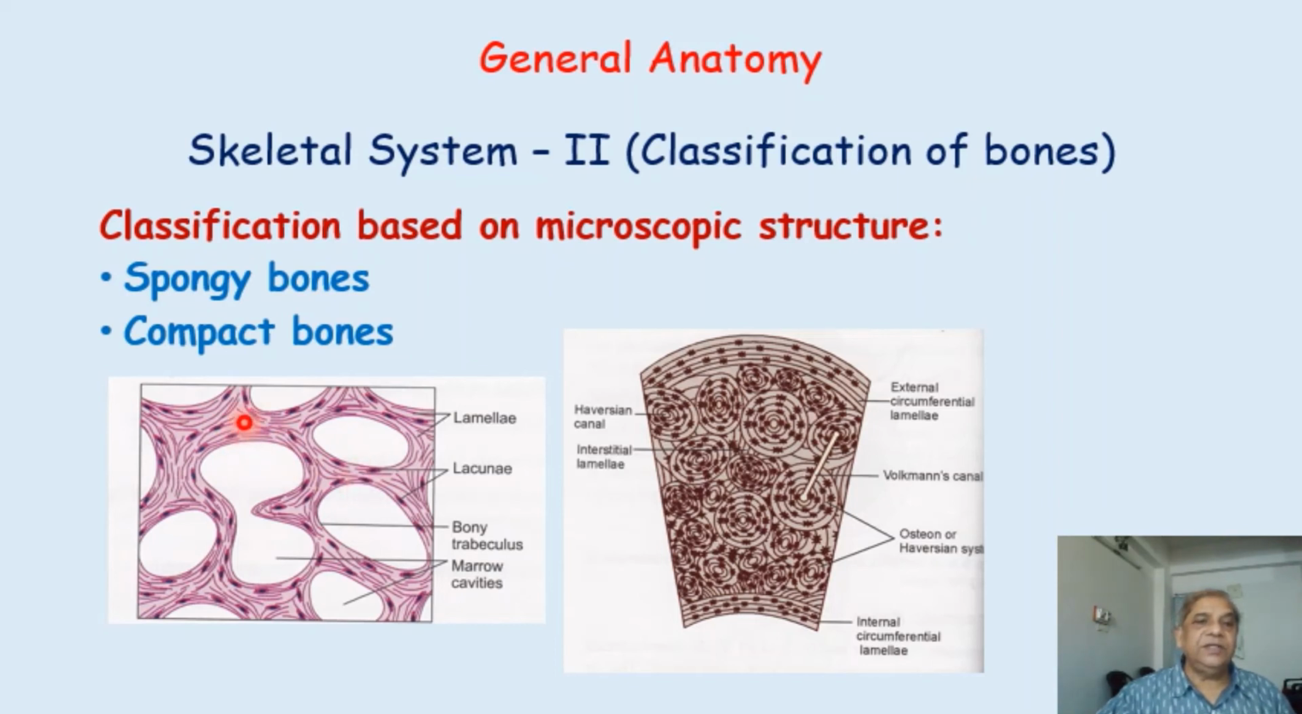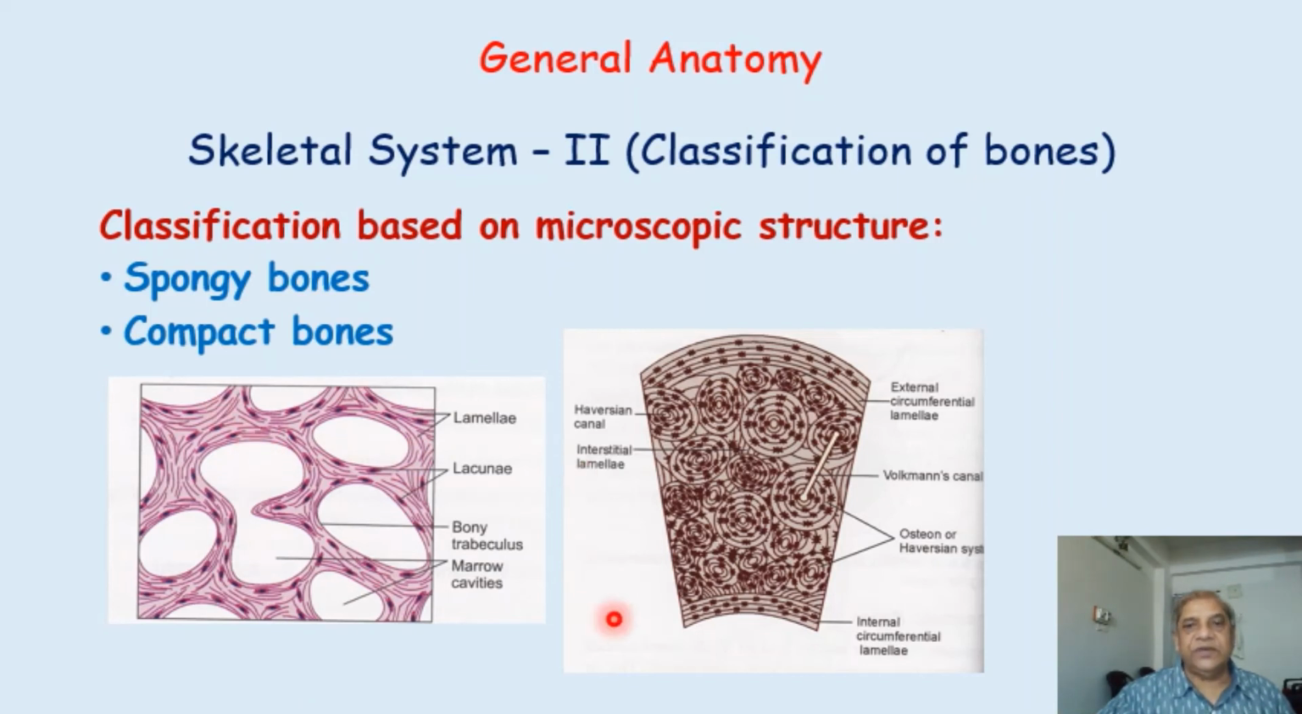Okay, now here you can see bundles of collagen fibers which are embedded in the ground substance, and these elliptical dots which you are seeing are nothing but the spaces in which, in living condition, there are osteocytes, which are the bone cells, resting bone cells. So this will be a picture of the spongy bone when you see it under the microscope.